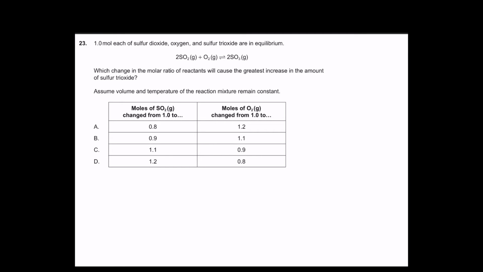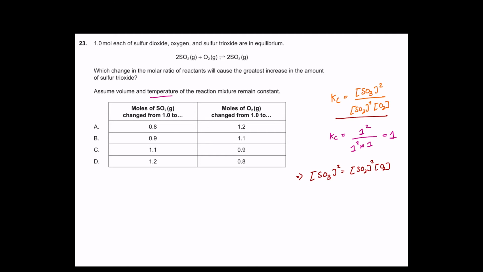Coming to question 23. In this case, all of them are gaseous, so we can assume that everything is happening in a 1 liter vessel. So Kc would be the concentration of SO3 whole square by the concentration of SO2 whole square and the concentration of O2. We know that 1 mole each is present at equilibrium. So Kc will be equal to 1, because 1 square by 1 square times 1 is 1. Now Kc is 1, and the temperature is constant, so Kc won't change. Kc will literally be 1. So I can say that SO3 square would be SO2 square times O2, just from this equation, putting Kc as 1.